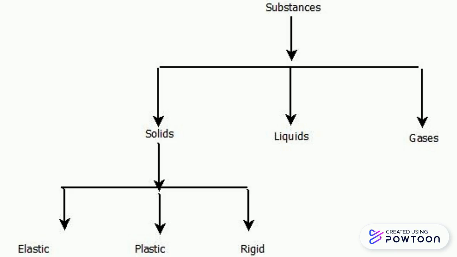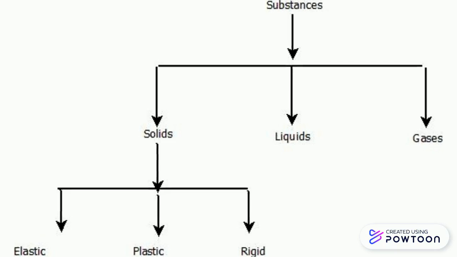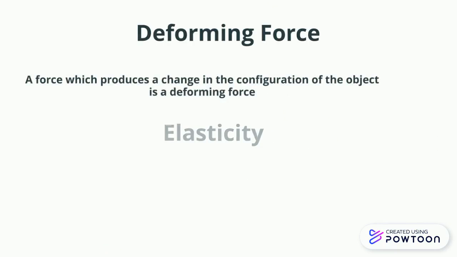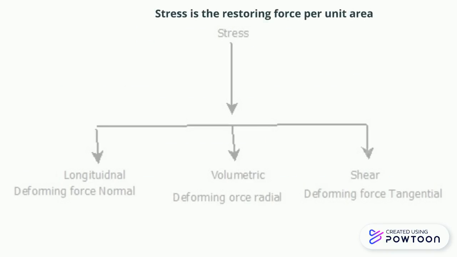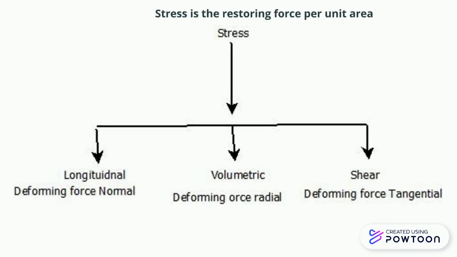If it quickly restores its configuration after the deforming force, it is elastic. If it is not able to restore its original configuration, then it's plastic. And if I am not able to change the original configuration, then it is rigid. A deforming force is a force that changes the configuration, the length, volume, or the shape of the body. And the property by which a body regains its original configuration after the deforming force has been removed is called elasticity. Stress is divided into longitudinal, volumetric, and shearing stress.